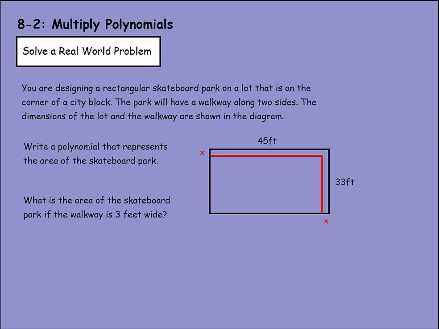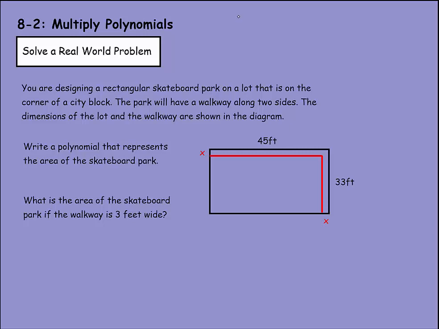Now we'll solve a real-world problem. You are designing a rectangular skateboard park on a lot that is on the corner of a city block. The park will have a walkway along two sides, so these sides here. The dimensions of the lot and the walkway are shown on the diagram. So it asks us to write a polynomial that represents the area of the skateboard park. Well, normally to find the area of a rectangle, I would multiply the 45 times the 33, but I see that the x is missing from both. So this is actually 45 minus this x right here, and this is 33 minus this x on top.